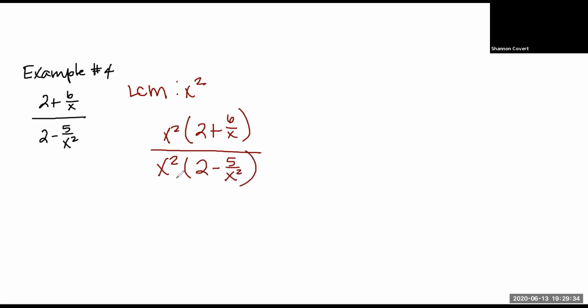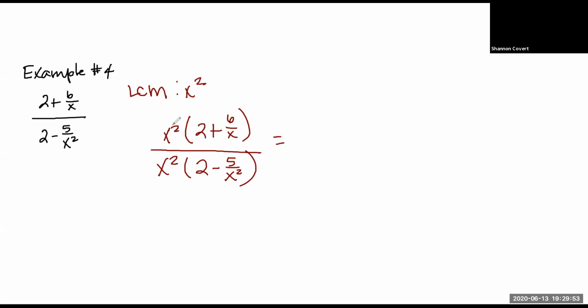If I have x squared over x squared, that's essentially 1, so I'm not changing the value of the fraction. I'm just doing this to help eliminate some of those fractions that I'm dealing with, because I do not want more than one fraction to have my complex fraction simplified.